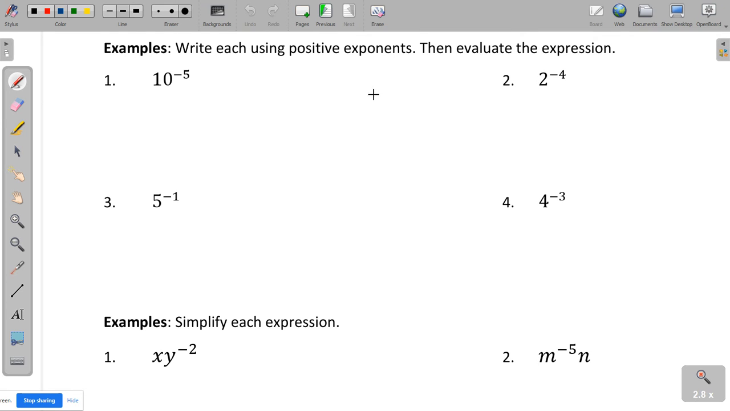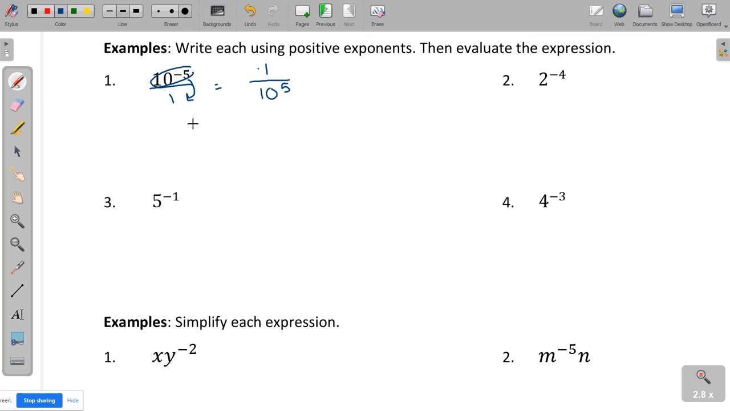So we are going to write each of these values using positive exponents and then evaluate the expression. So we have a negative exponent, we need to make it positive. So we bring this part down to the denominator, which makes a positive 5 for the exponent. We need a placeholder of 1 on top. So now we need to simplify this.